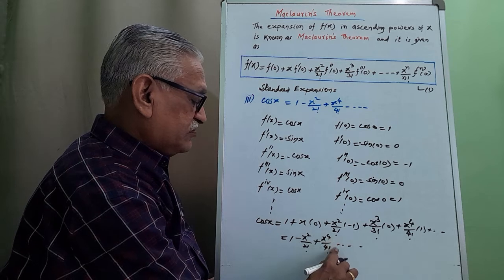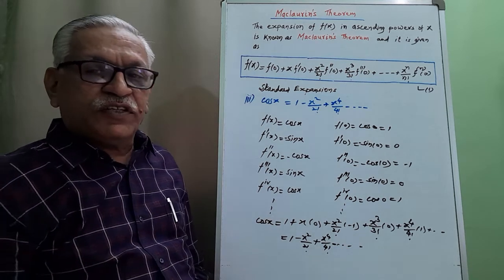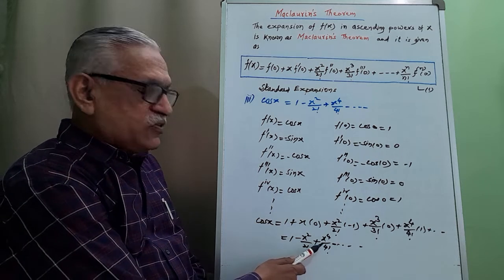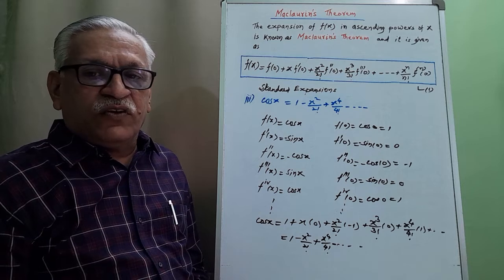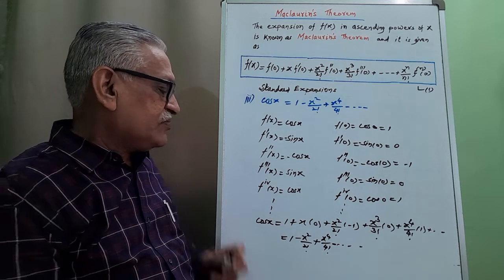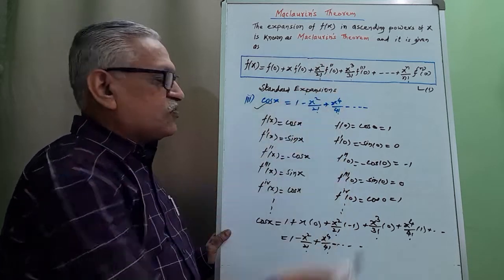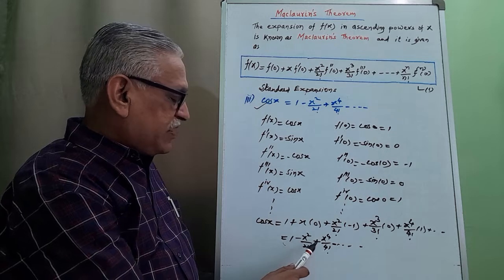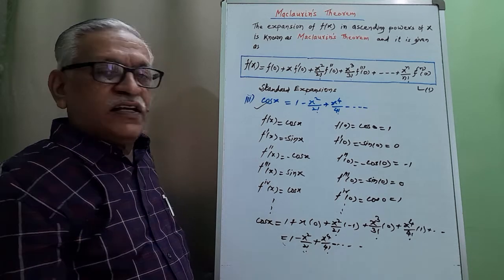Terms alternately positive, negative. First one positive, second negative, third positive. And the power for x is even only. Means terms with odd power does not exist or becomes 0. Therefore, we get the required series for cos of x. 1 minus x square by 2 factorial plus x raised to 4 by 4 factorial, and so on.